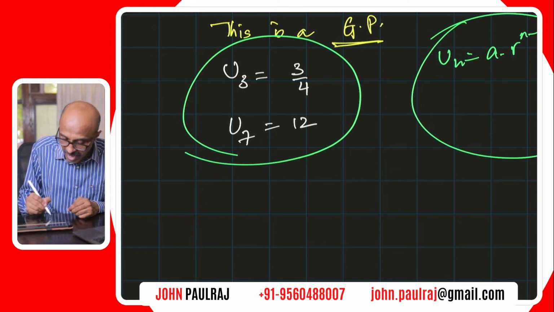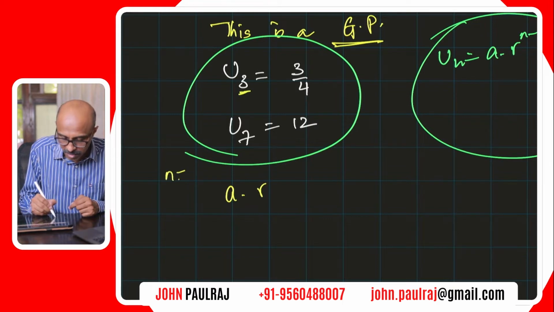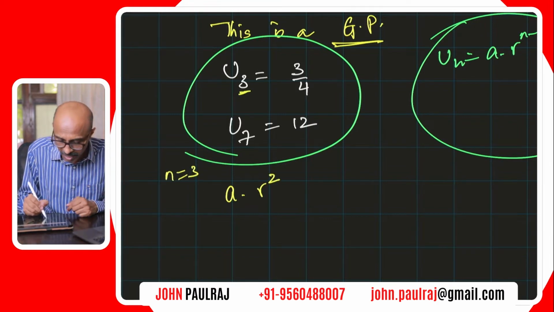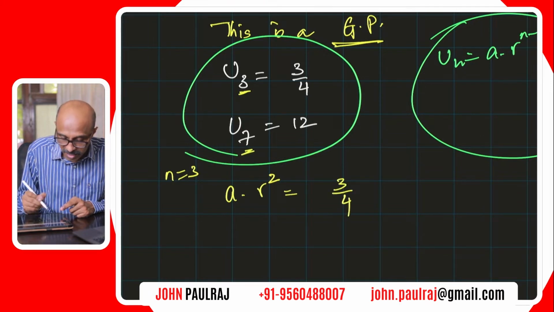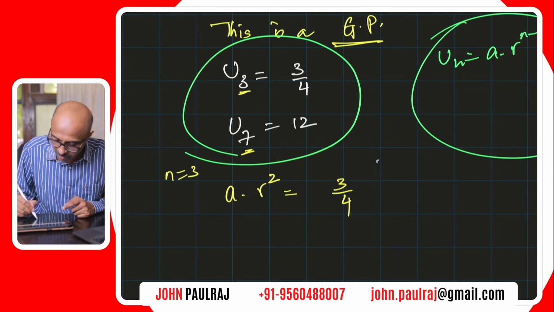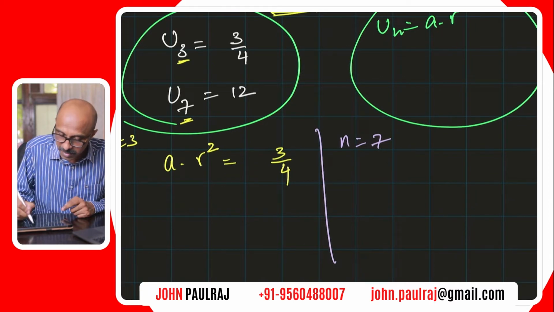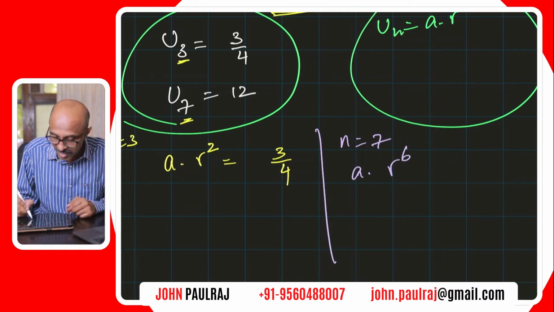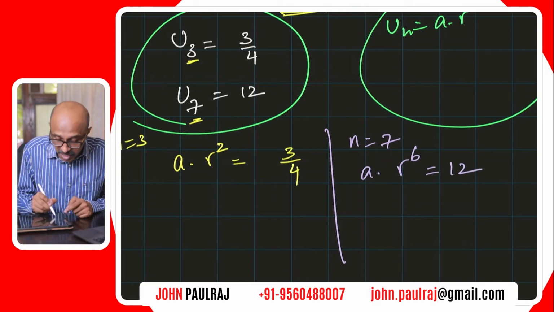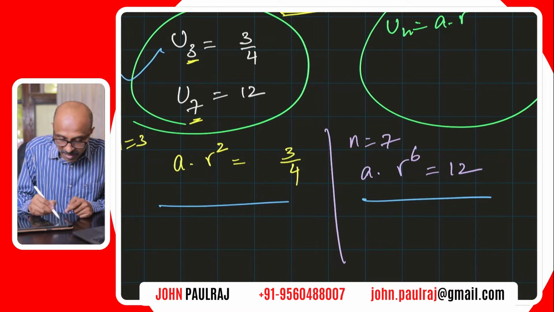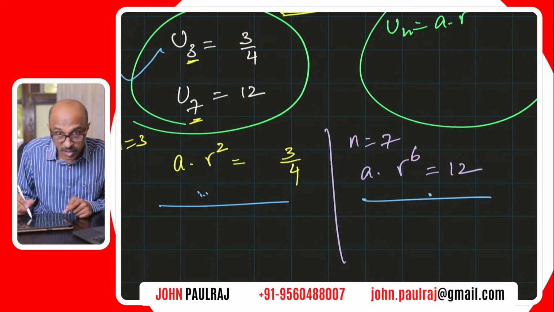So a times r to the power of n minus 1. When n is 3, n minus 1 is 2, so a times r squared is equal to 3/4. Now, when n is 7, you're getting the seventh term, so that gives us a times r to the power of 6, since n minus 1 is 6, and that's equal to 12. These two equations come from what is given. This represents the third term and this represents the seventh term.